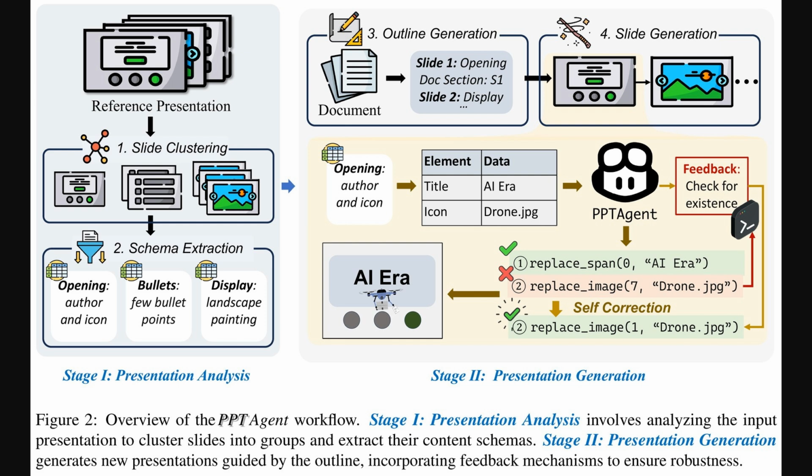Here, PPTAgent uses the document you want to make a presentation from, along with the understanding it gained in stage 1. It starts with outline generation, creating a plan for what each new slide will cover and which reference slide style it should use. Finally, there's slide generation itself. This is an iterative process where PPTAgent actually builds the slides, using specific actions to place text and images, and importantly, it includes a feedback loop for self-correction, which is its ability to check for errors and try to fix them on its own.